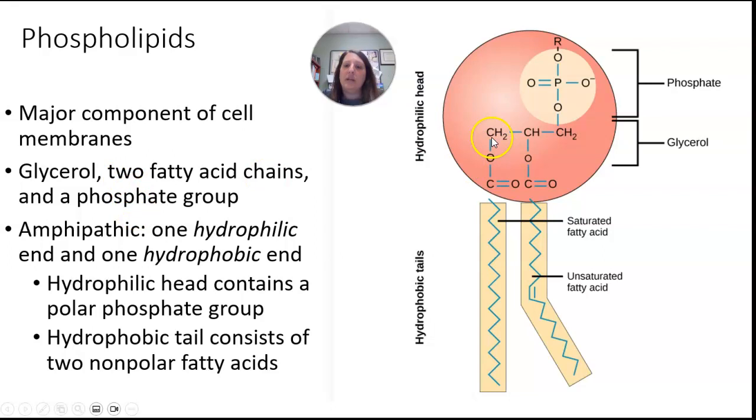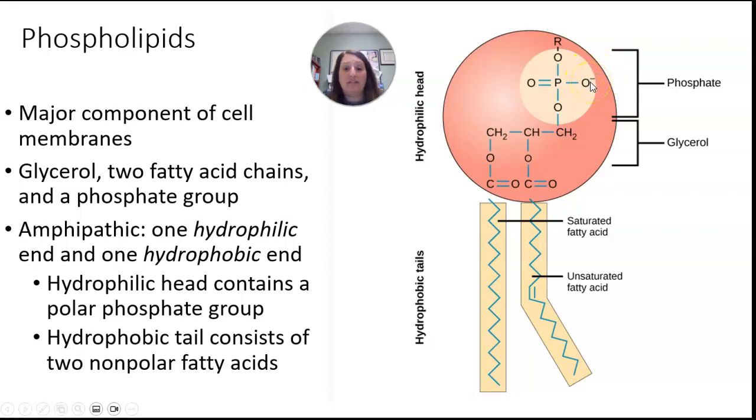So let's look. Here's glycerol, 1, 2, 3 carbons long, and glycerol is going to be attached to 1, 2 fatty acids. This one's saturated, this one's unsaturated. And then on that last carbon, instead of having a third fatty acid like we would see in a triglyceride, instead it has this group. This is called a phosphate group. So in the very middle of that, that's phosphorus attached to 4 oxygens. So this is a phosphate group. Look at the charge on the oxygen.